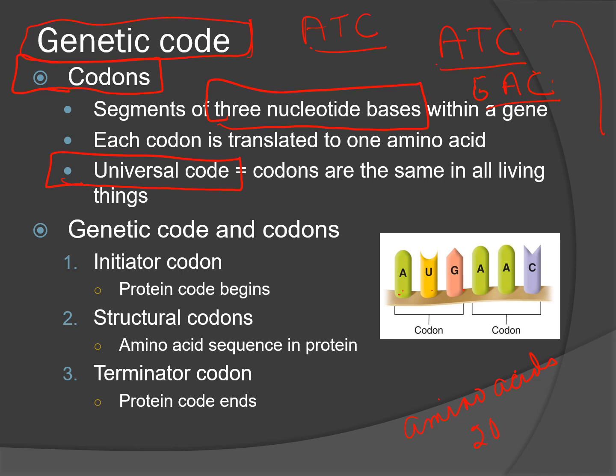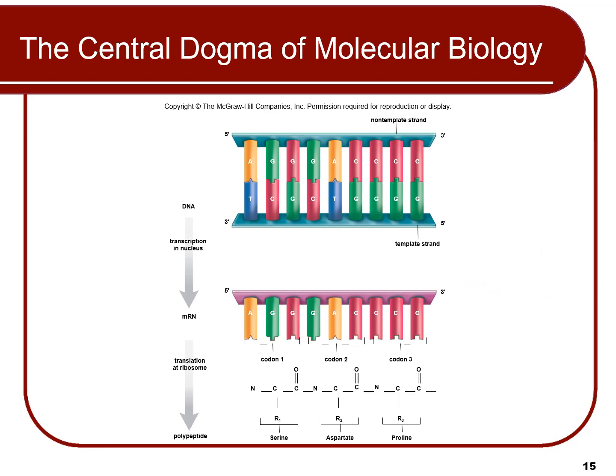There are also codons that say this is the beginning, which are called the start codons, and then the terminator codons that say this is where this protein ends. So all these provide the instructions for making a particular protein.